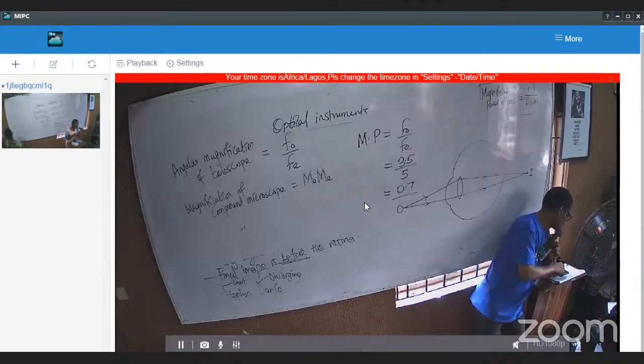Option A, biconverging. Option B, biconverging diverging. Option C, planodiverging. Option D, diverging meniscus.